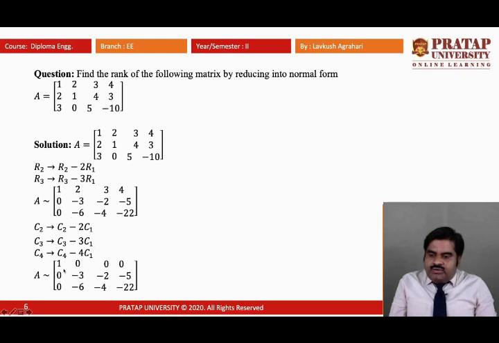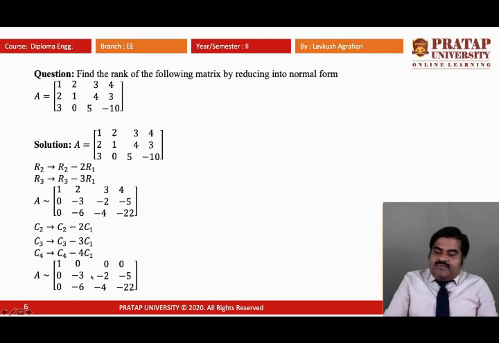Now we are going to perform the column operations. The operations are C2 is replaced by C2 minus 2C1, C3 is replaced by C3 minus 3C1, C4 is replaced by C4 minus 4C1. By this operation, the elements of the first row become 0 and there is no impact on the rest of the elements because the elements in the first column are 0. So the elements of the second row and third row are unchanged.